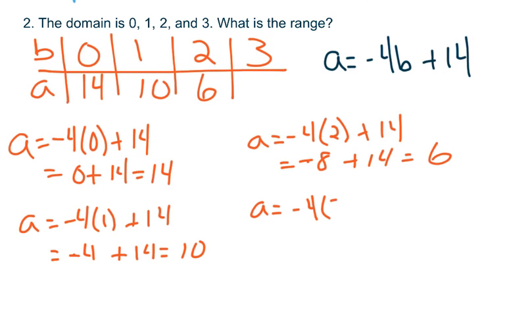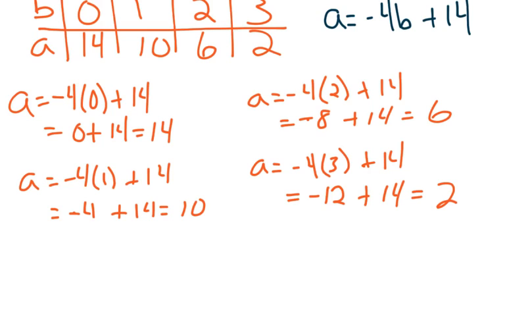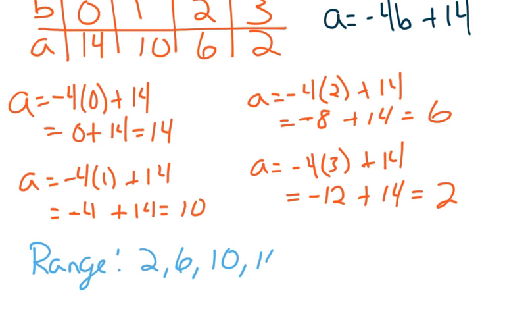Negative 4 times 3 plus 14. Negative 4 times 3 is negative 12 plus 14. That is 2. So 2 goes there. So we've got our table filled in. These dependent variables, these outputs, those are the range. So let's write our formal answer here. Range is 2, 6, 10, and 14.